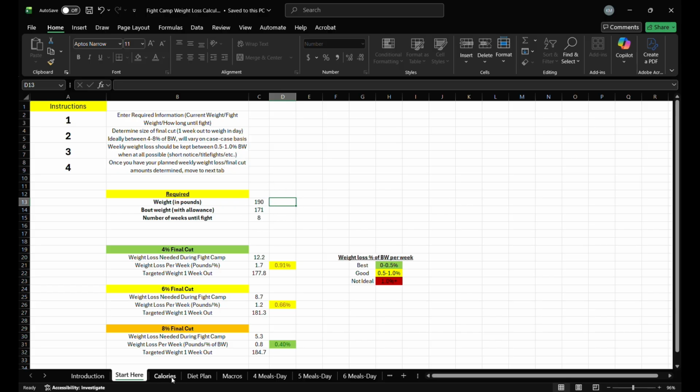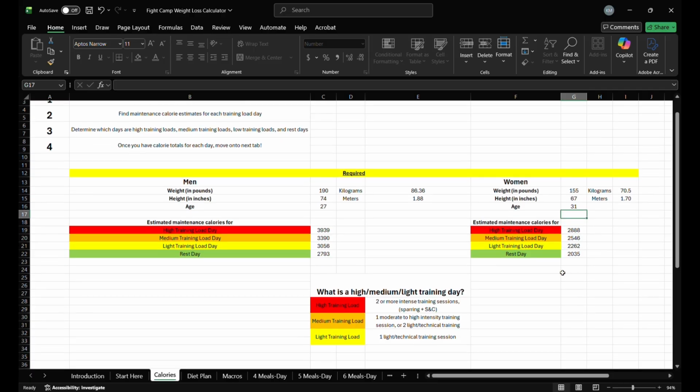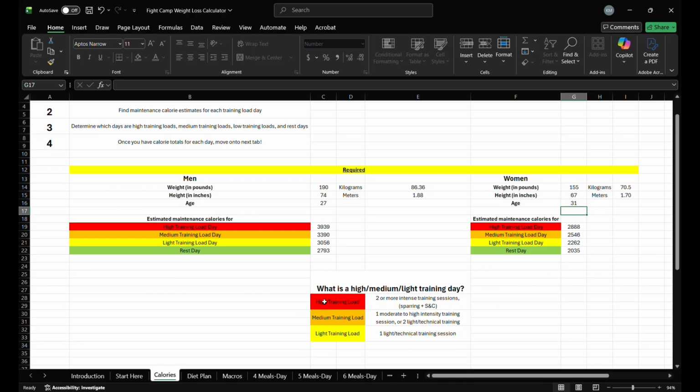You enter your information here, but then to get your specific calories, women are going to enter their information here. So let's say a 155-pound woman, she's 5'7", so 67 inches, and she's 31. It's going to be her calories for that day. And down here are the high, medium, and light training days. These are going to be little specifications of what those training days may look like. 2 or more intense training sessions. A medium day is going to be 1. You can read through those if you want, but yeah, there's going to be a little categorization so you can determine which day is what.